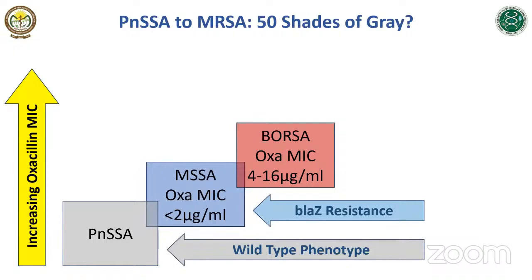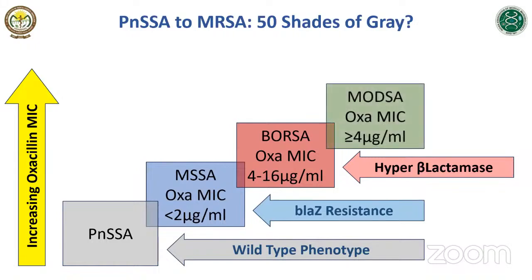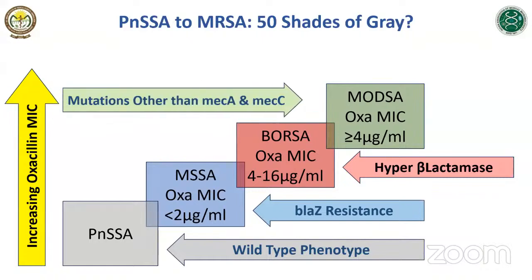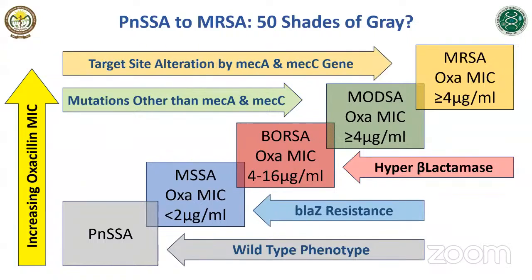Then came the BORSA with an oxacillin MIC varying from 4 to 16 microgram per ml because of the hyper beta-lactamase production. Then came the MODSA with oxacillin MICs definitely more than 4 microgram per ml because of the mutations other than mecA and mecC. And finally came the MRSA with oxacillin MICs of more than 4, with definitely the target site alteration by the presence of the mecA or the mecC gene. So that is the relation between the penicillin susceptible Staph aureus, the MSSA, BORSA, MODSA, and the MRSA. So that's how it has evolved over the years.